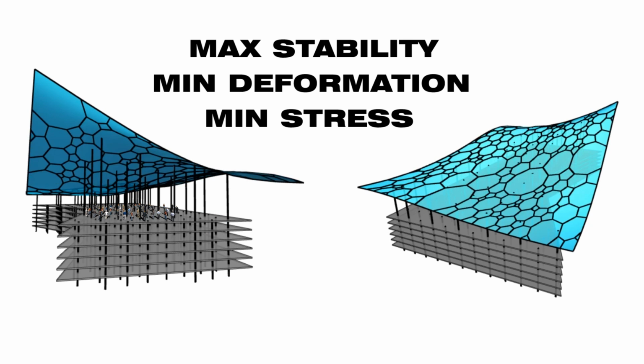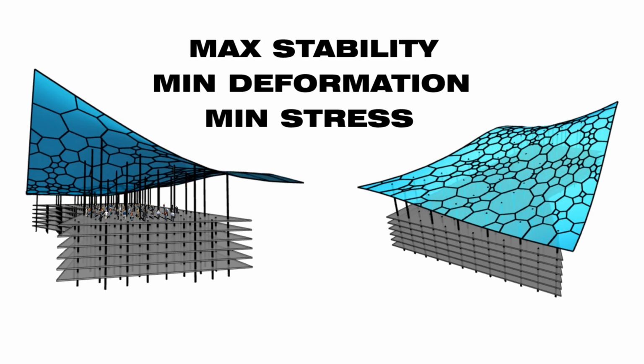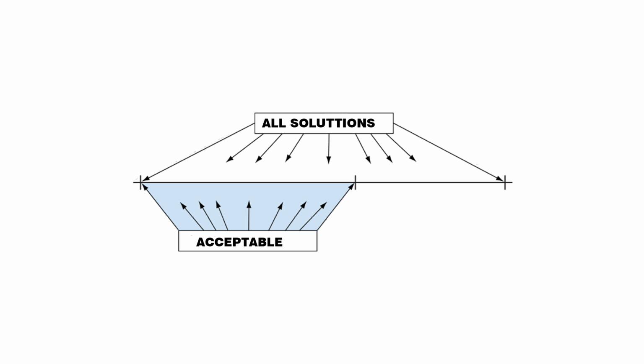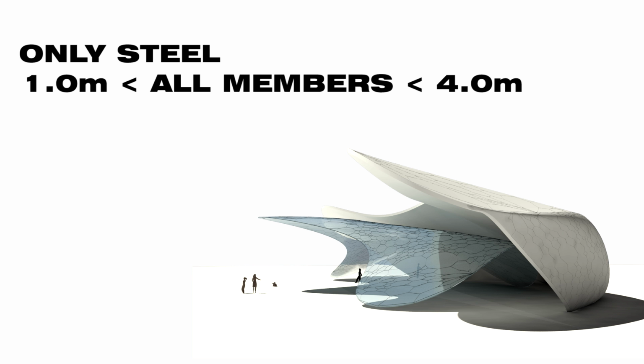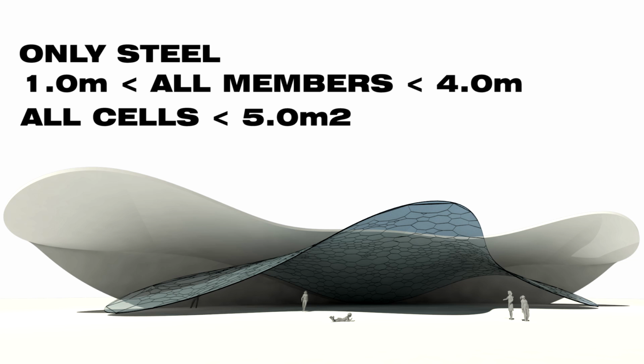Once we decide on the goal, we can think about our environment. We usually start by applying some loads, self-weight, wind, snow, and we have the freedom to introduce many limitations that will help reach our goal more quickly. We can limit our structure to one material. We can tell the code that we do not want members longer than 4 meters or shorter than 1 meter, or that we do not want cells larger than 5 square meters.